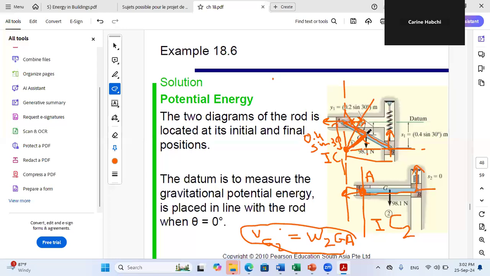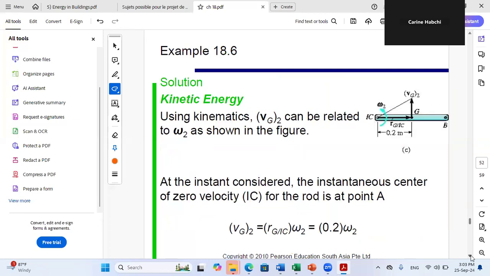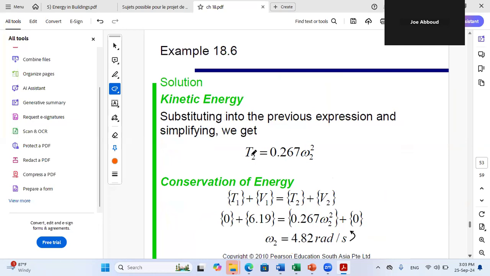But here omega 2 is the unknown, so we need to get the IC at position 2. Either omega 1 is unknown or omega 2 is unknown, one of the two. In case omega 1 is unknown, we use the previous analysis. In case omega 2 is unknown, which is the case here, we use the IC at position 2. Since we have only the work of weight and the work of spring, after relating VG2 we find T2 as a function of omega 2. Then applying the conservation of mechanical energy, we have just one unknown, omega at state 2, and we can calculate omega 2.